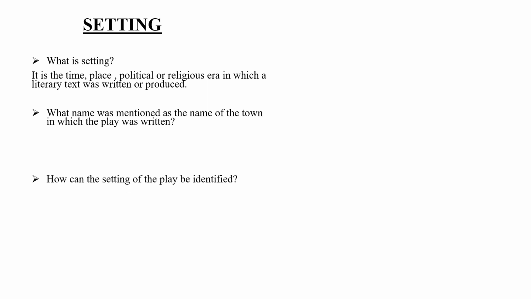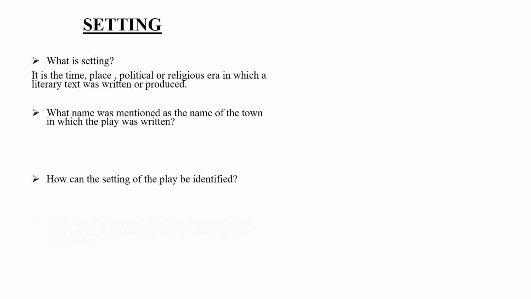How can the setting of the play be identified? Most of the time, the setting of the play is stated explicitly in the literary text, but sometimes we are given clues based on which to conclude on the setting on our own. In this particular book, we look at the dressing of the people, the structures in the village, the political era, and the religious practices or the traditional beliefs of the people as at that time.